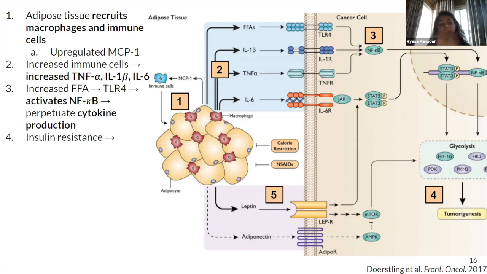And so moving on to step 4, also with usually these pathways ongoing in the cancer cell, you're also going to see systemically insulin resistance, and altogether this is all going to lead to tumorigenesis or creation of more tumor cells and proliferation.